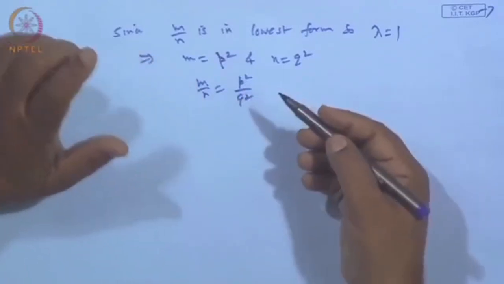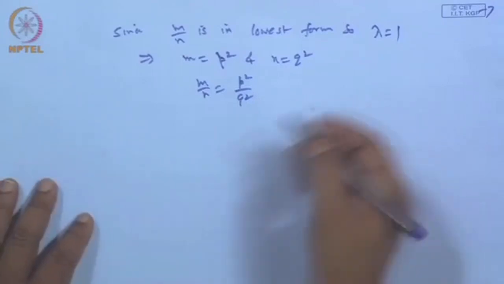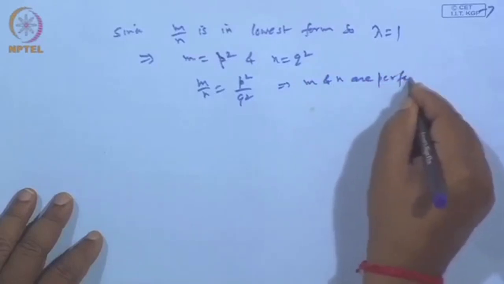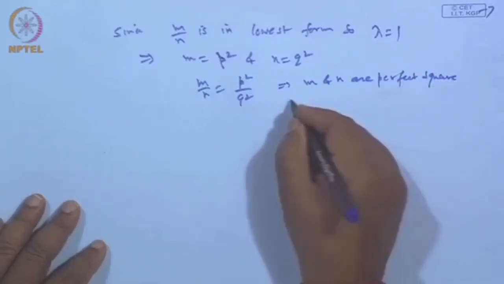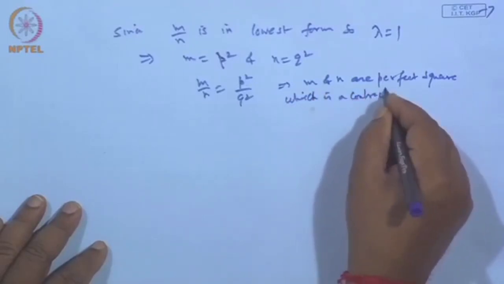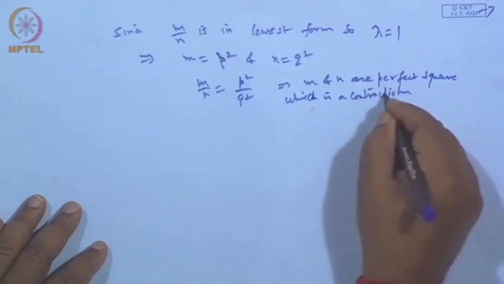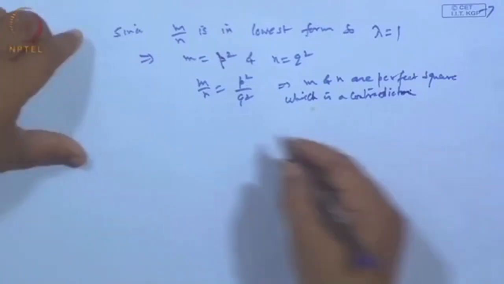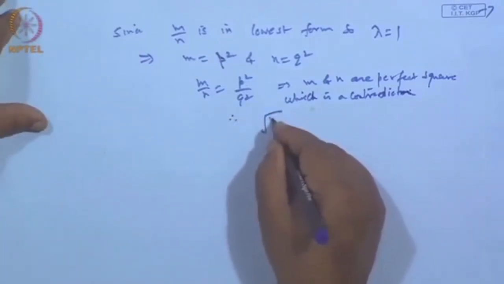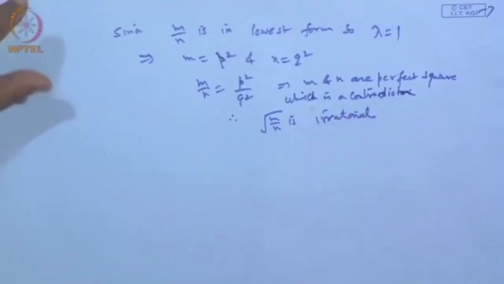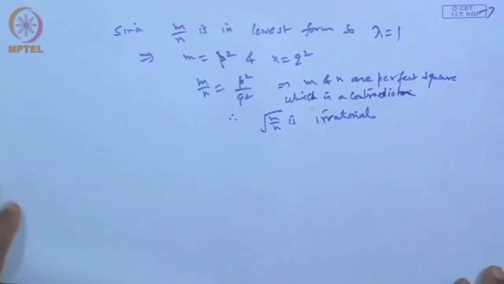Clear? So, a contradiction. This shows that m and n are perfect squares, which is a contradiction. Is it okay or not? So, therefore, the square root of m by n is irrational. Okay?